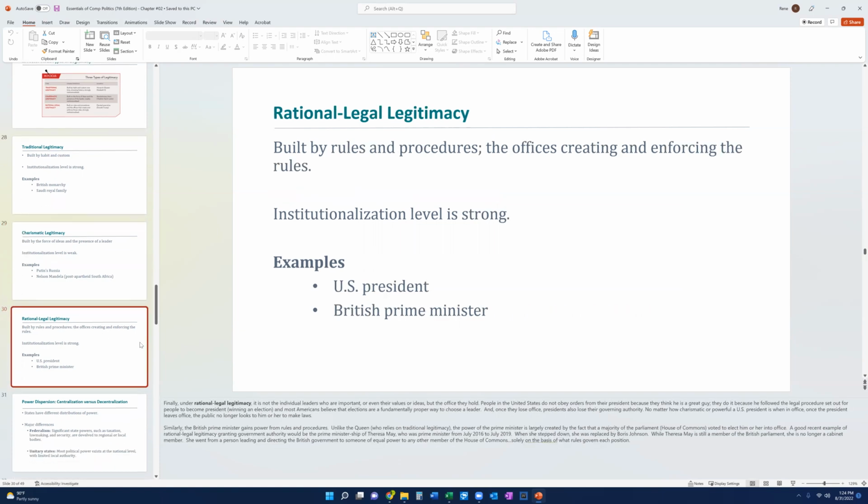Last but not least, rational legal legitimacy is going to be built by rules and procedures. The offices creating and enforcing these rules, the institutionalization level is going to be strong. Examples of rational legal legitimacy are going to be the U.S. president. The British monarch, the British prime minister, I'm sorry, is also going to be an example of rational legal legitimacy.